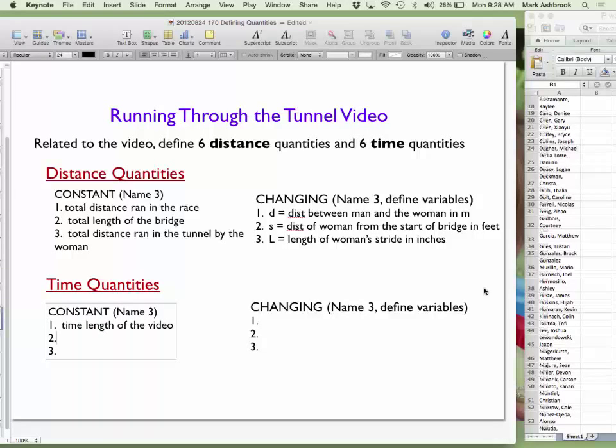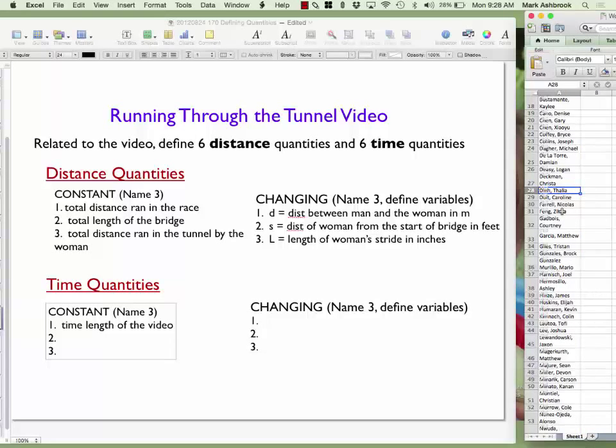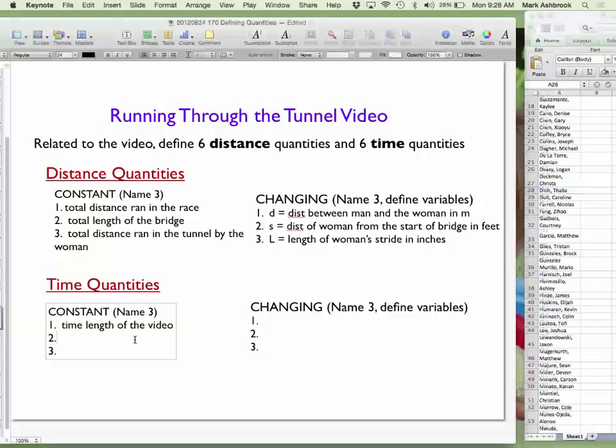Okay. Here we go. Talia. Talia O. Oh, Talia D. You got another constant time quantity we could define in this situation. The total time elapsed of the whole race the women ran. Total time for the woman to run the race. Good? Yep. Thumbs up. Very good.